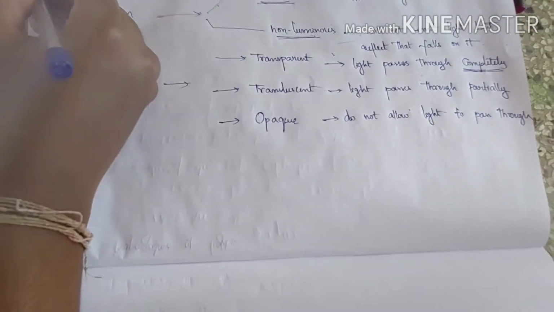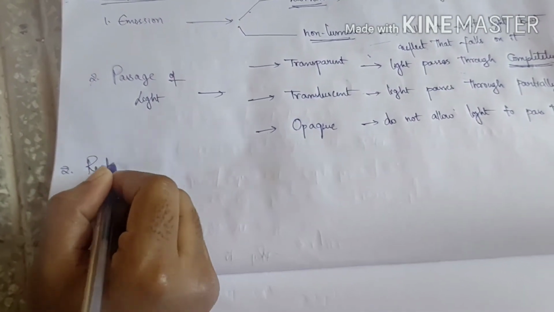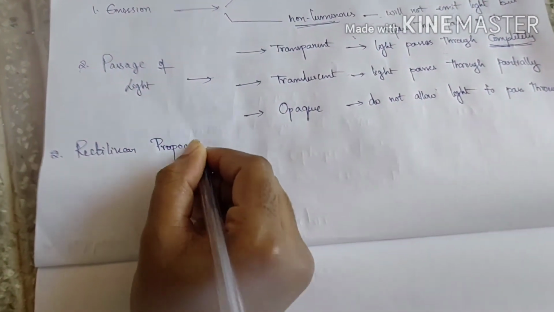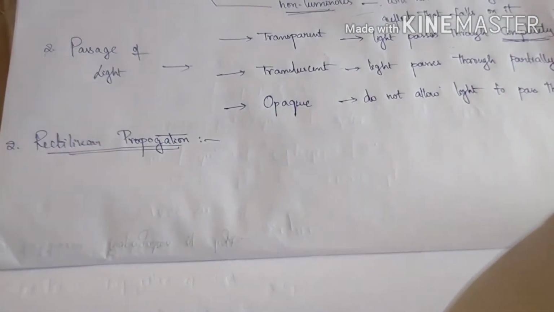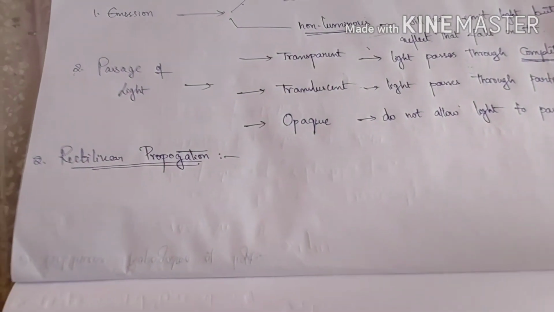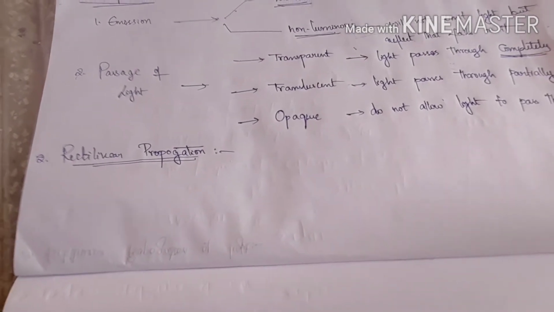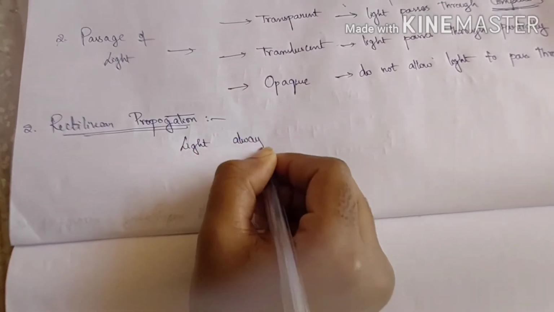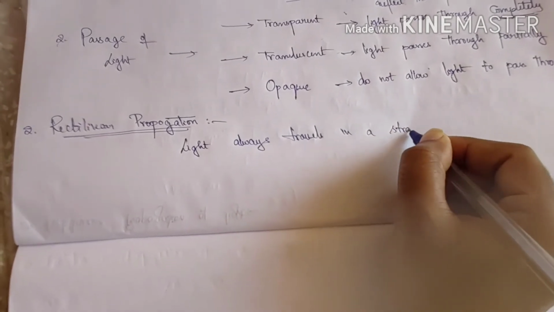First we have seen classification, and the second topic is rectilinear propagation of light. Here rectilinear propagation means straight line. Propagating means traveling from one medium to another. Rectilinear means straight. So light always travels in a straight line.